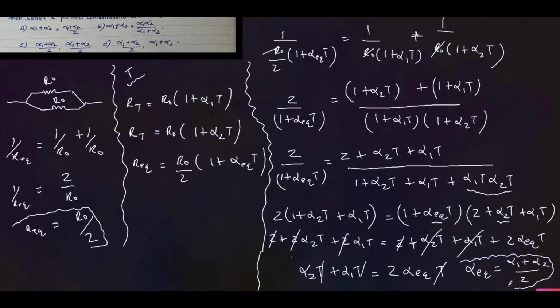In series connection also we got the same, and here also we got the same. In series connection, alpha eq is equal to (alpha 1 plus alpha 2) by 2. In parallel connection, alpha eq is equal to (alpha 1 plus alpha 2) divided by 2.